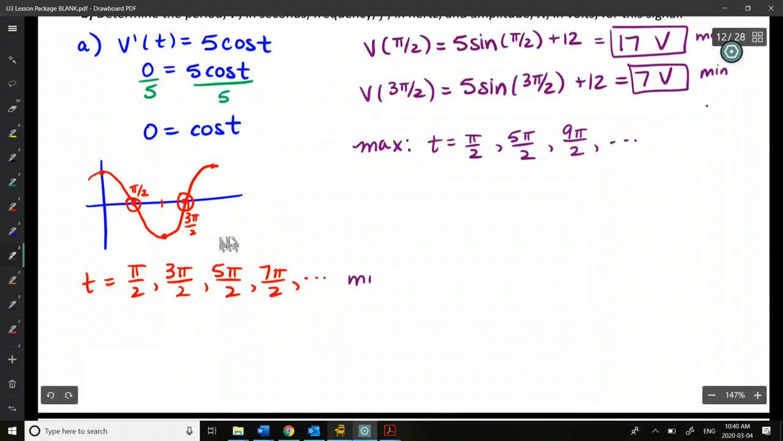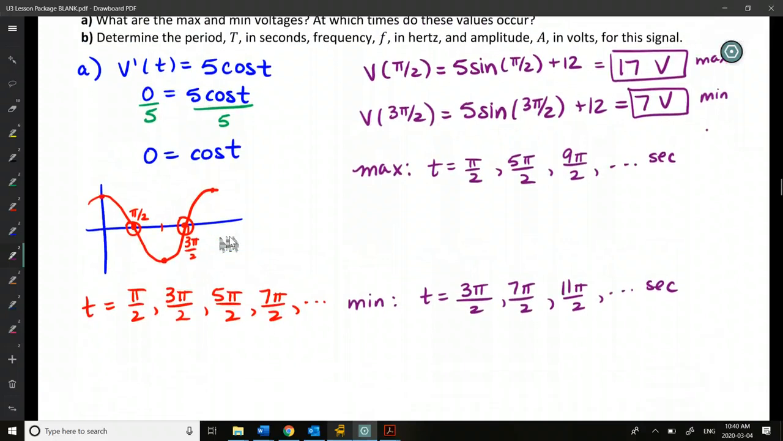We're going to make kind of like a summary of that. And the minimums are happening at 3 pi over 2, 7 pi over 2, 11 pi over 2, and so on. And this is in seconds. Right? Yes, time in seconds. Okay, so I want to make a little statement that basically says that the maxes are occurring at pi over 2, 5 pi over 2, 9 pi over 2, and so on. So we need to create kind of like a general statement for time that tells all of these potential times.